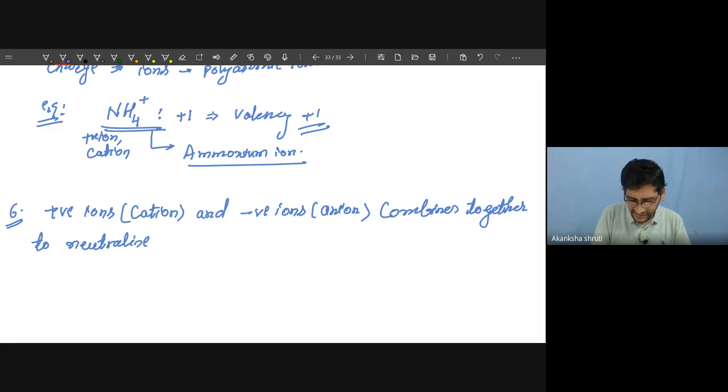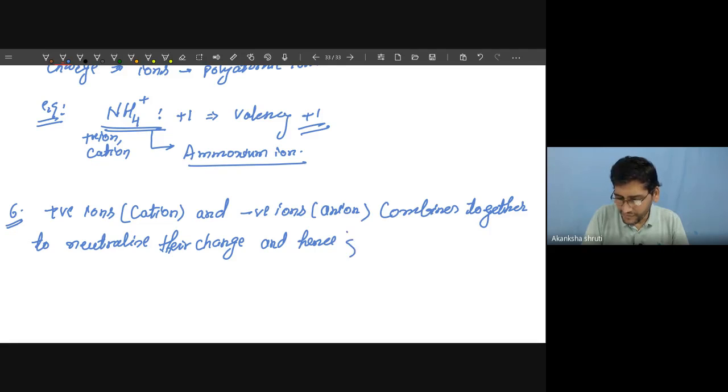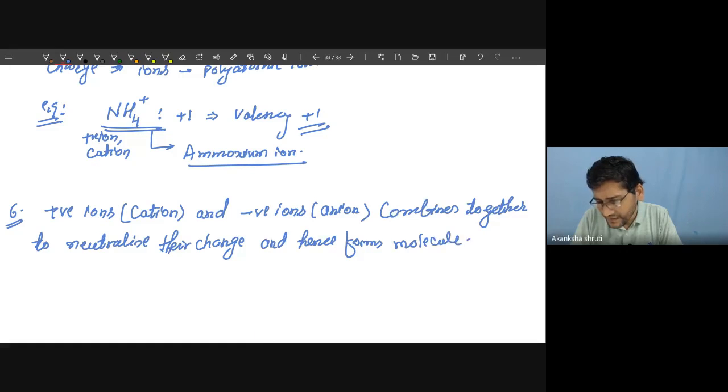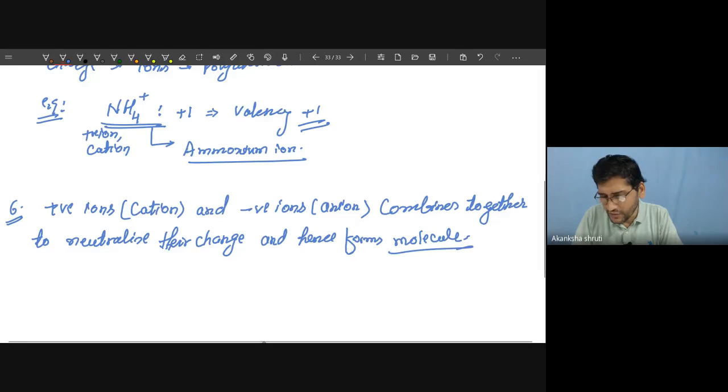Neutralize their charge, and hence form what? The group of atoms will get attracted and they will remain together. This way the molecule is formed, and hence forms a molecule. So this is what molecule formation is.